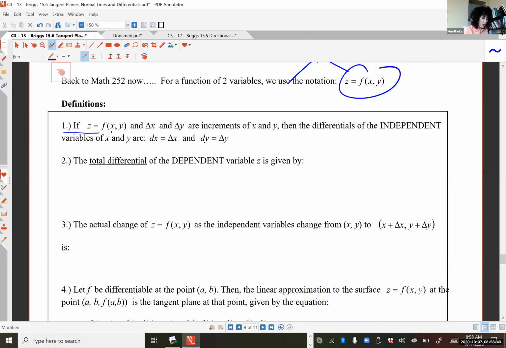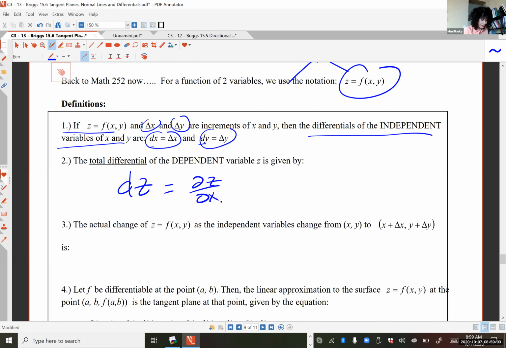The starting point here is if you've got a function of two variables and delta x and delta y are increments of x and y, then the differentials of these independent variables x and y are dx and dy, where dx is approximated by delta x. That's analogous to Math 250. But you've got another one, your change in y is delta y. So your total differential, which is denoted dz, is equal to the partial of z with respect to x times dx, which you could use delta x for. So these are almost the same. Plus the partial of z with respect to y multiplied by dy, where dy is essentially the same as your delta y. Okay? So that's your total differential.